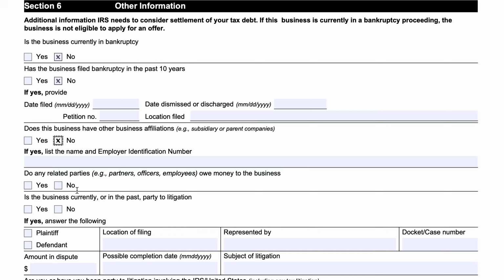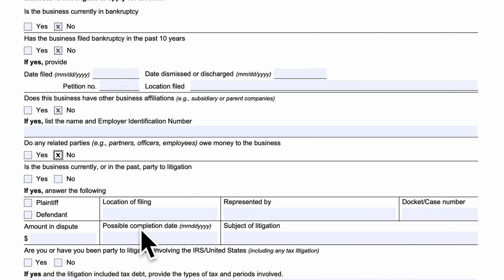Do any related parties owe money to the business? Well, the IRS would like to know because they're going to try and get a cut of that income or that money as it comes in. Is the business currently or in the past party to litigation? If yes, then you would need to complete information related to it.